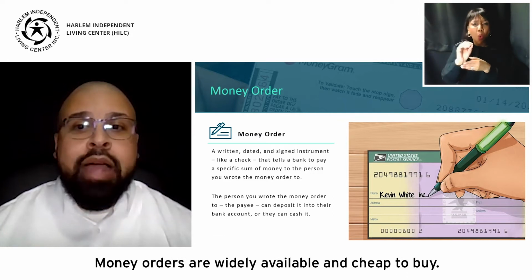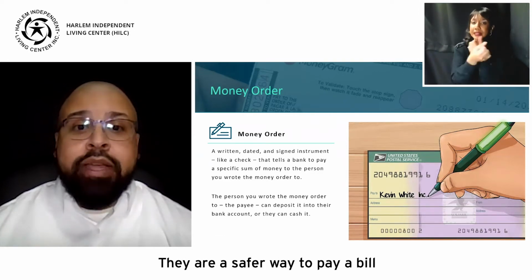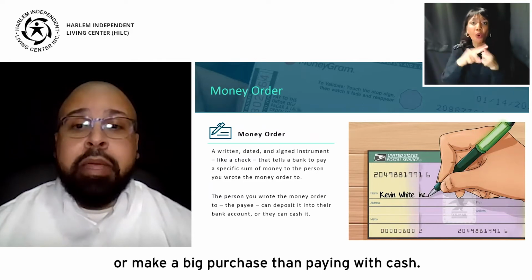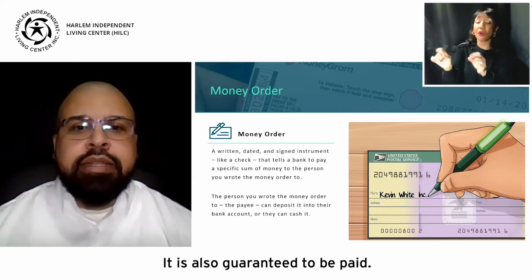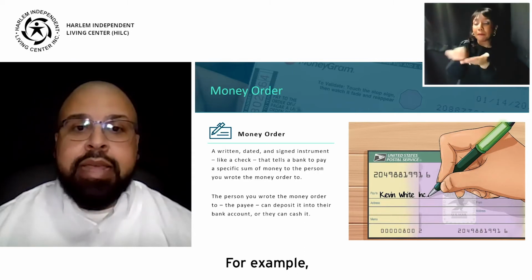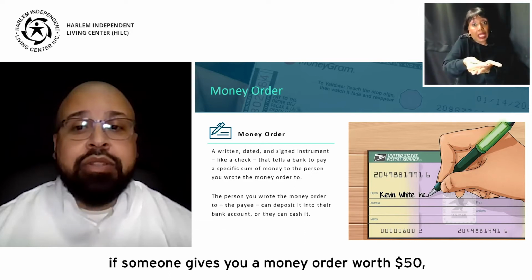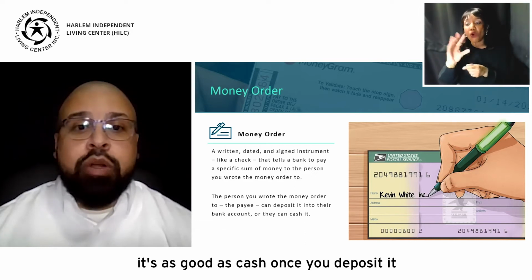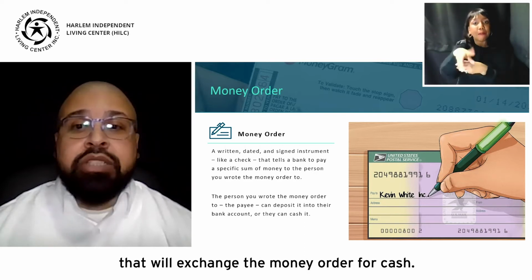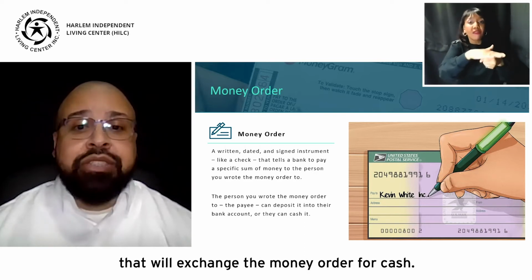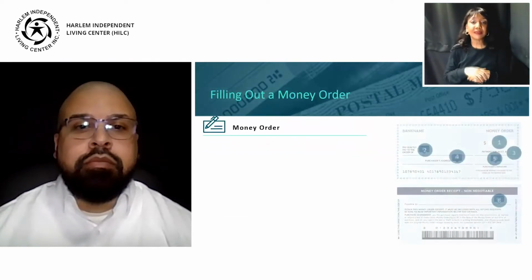Money orders are widely available and cheap to buy. They are a safer way to pay a bill or make a big purchase than paying with cash. It is also guaranteed to be paid. For example, if someone gives you a money order worth $50, it's as good as cash once you've deposited it at your bank or take it to a location that will exchange the money order for cash. Key features on a bank money order form at right of screen are numbered and identified.